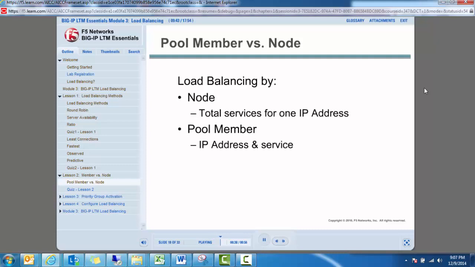On the other hand, if the administrator chooses load balancing by member, BIG-IP makes the load balancing decision based on the pool member port at that IP address. The next few slides present examples that will help illustrate the concept of load balancing by pool member or node.